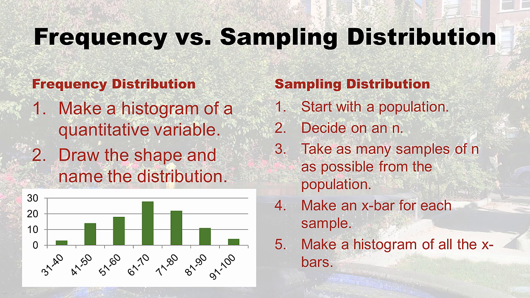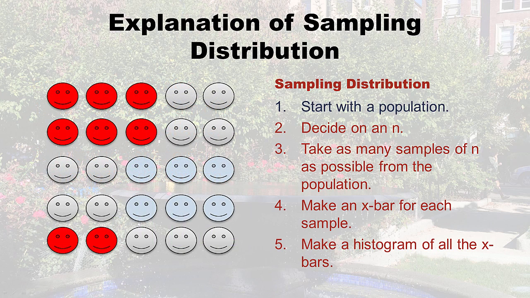Now we're going to talk about sampling distribution. It's a little more complicated. In a sampling distribution, you start out with a population. That's the first thing, you're dealing with the population. Then you pick an n of a certain size, like a number that you're going to have your sample size be. And then you take as many samples of that size as possible from the population. Then you make an x bar from each of these samples. So there's a ton of samples, right? I'll show you a little demonstration so you can really wrap your mind around how many different samples that can be. But each one is going to have an x bar, and then you make a histogram of all those x bars.